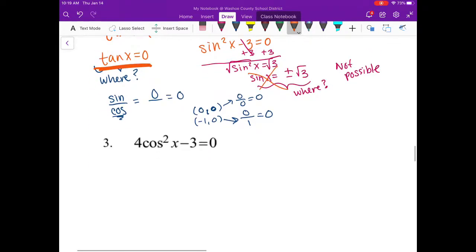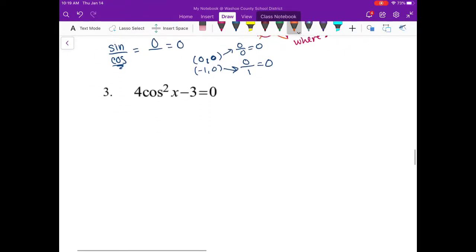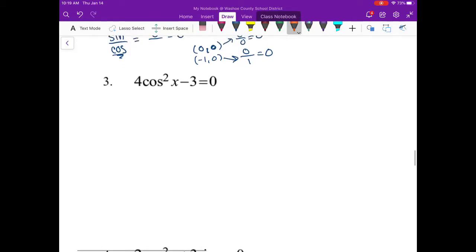All right, next example here, we have 4 cosine squared of x minus 3. And this one is already set equal to 0. But think about your unit circle. So you want to manipulate the equation in a way that's going to help you figure out the values within the unit circle. So we know the unit circle includes the value 1/2, square root of 3 over 2, square root of 2 over 2, and then a variation of those around.